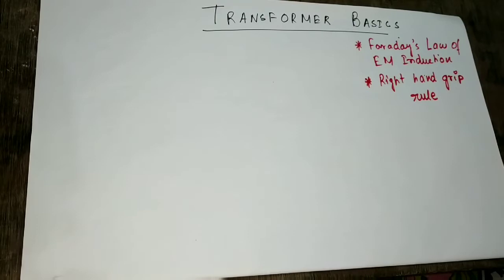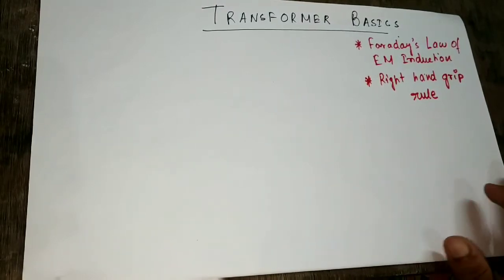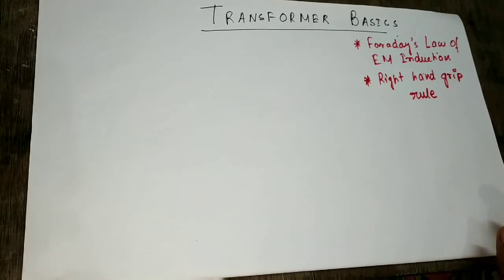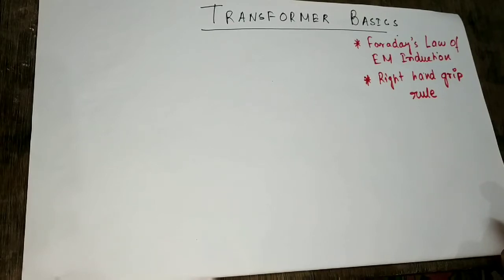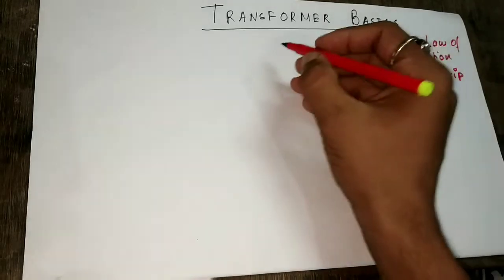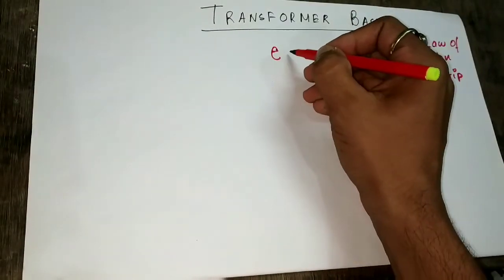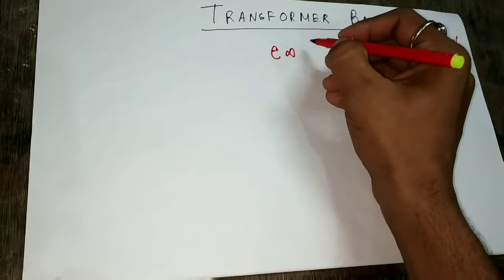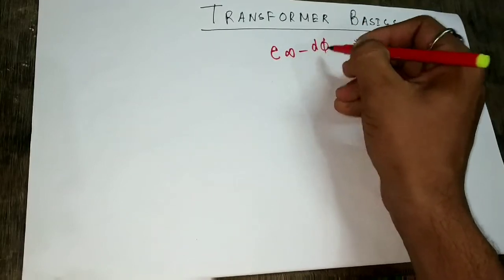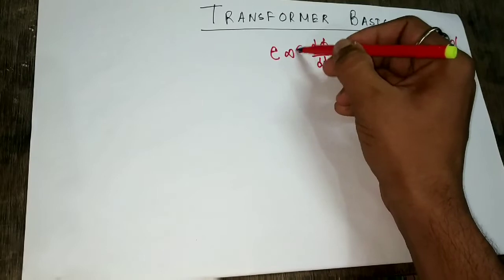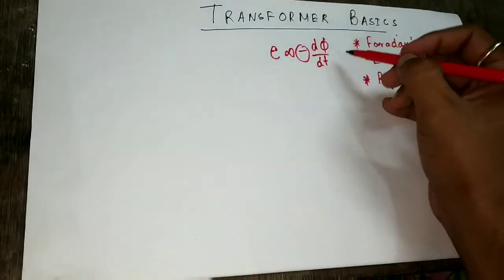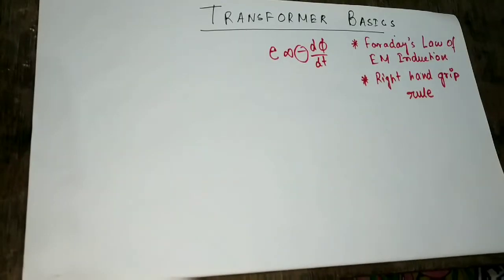Now, what is Faraday's law of electromagnetic induction? Whenever there is a change in the flux in the circuit, an alternating EMF is produced, which is given by E proportional to minus d phi by dt. This minus sign indicates that the change of flux is opposed by the EMF.